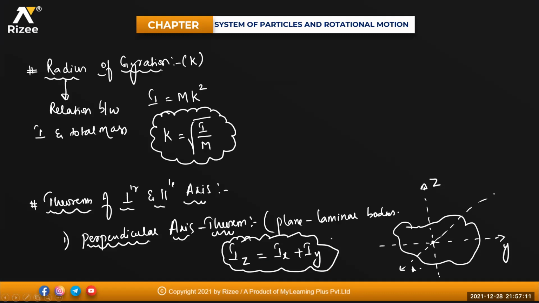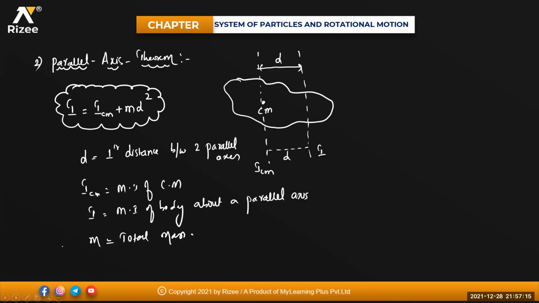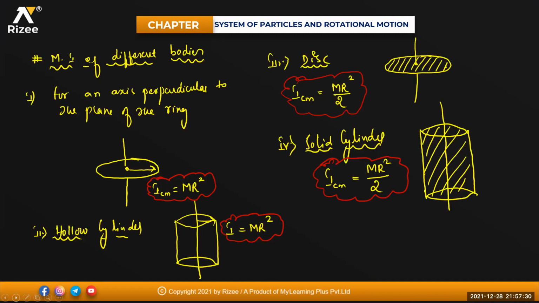The perpendicular axis theorem is associated with a plane laminar body: Iz equals Ix plus Iy. And the parallel axis theorem: I equals ICM plus m into d square, where d is the perpendicular distance between two parallel axes. ICM is the moment of inertia about the center of mass, I is the moment of inertia of the body about a parallel axis, and m is the total mass.